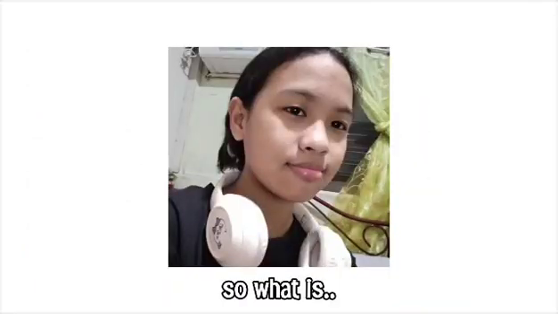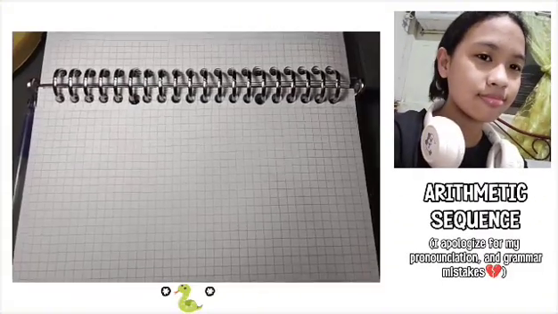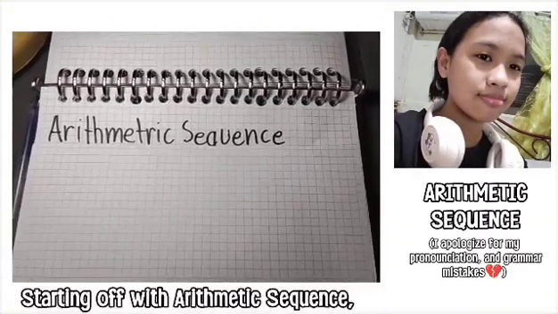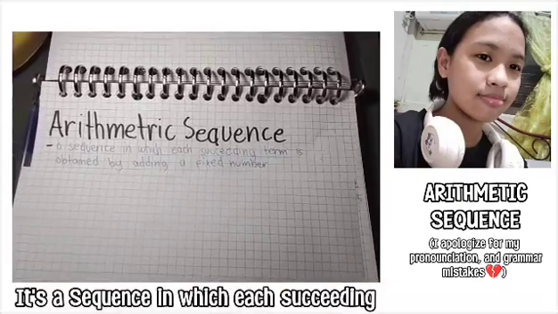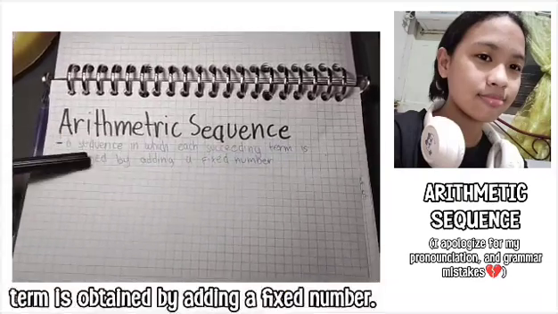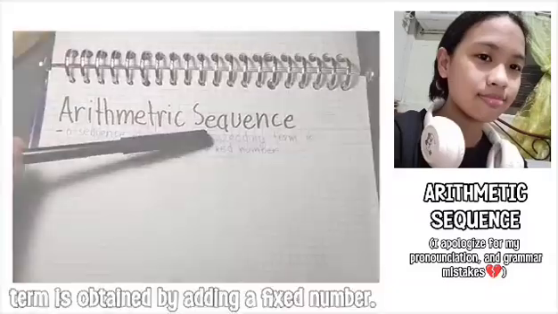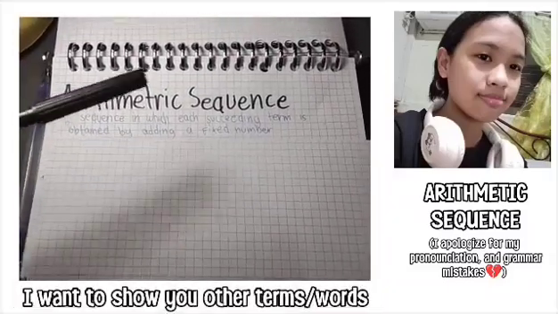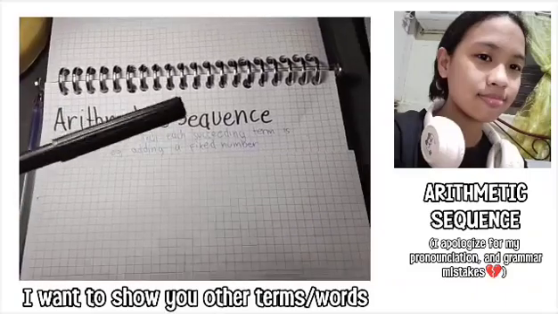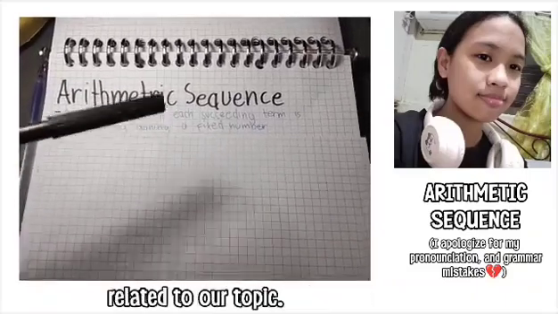So what is an arithmetic sequence, you may ask? Starting off, what is an arithmetic sequence? It's a sequence in which each succeeding term is obtained by adding a fixed number. Before we talk about the important parts of arithmetic sequence, I want to show you other terms or words related to our topic.